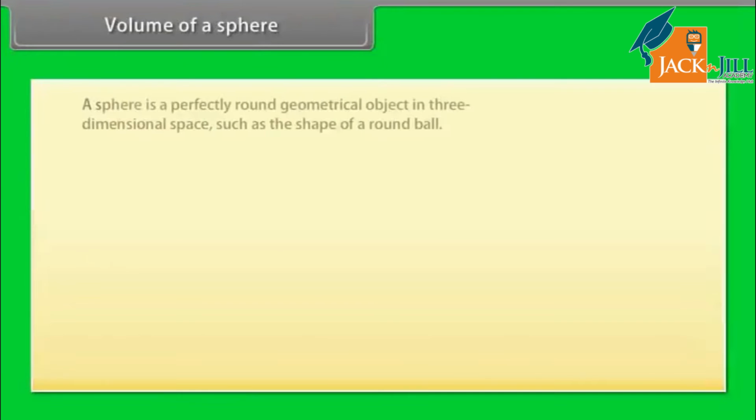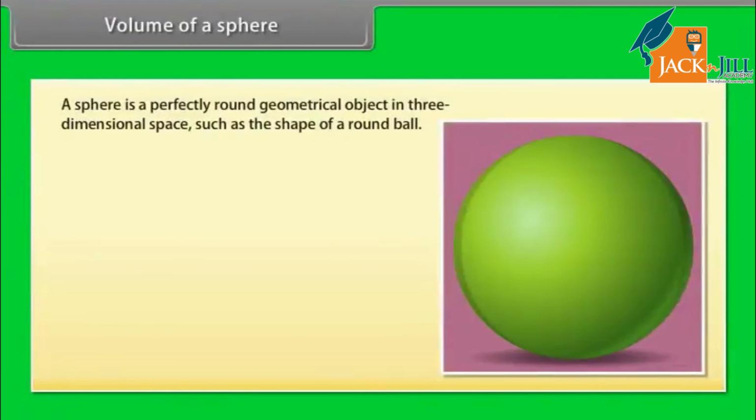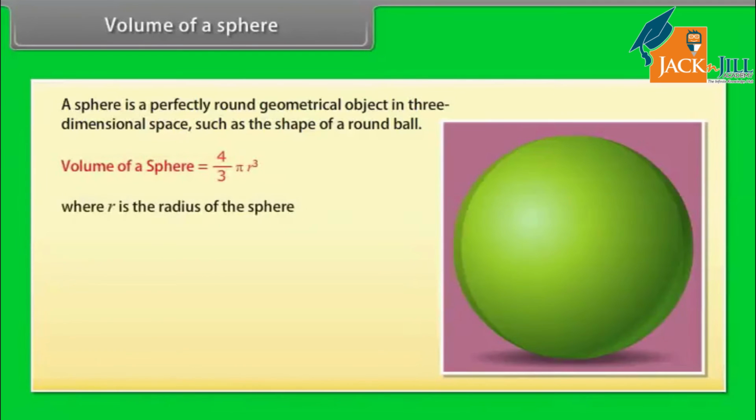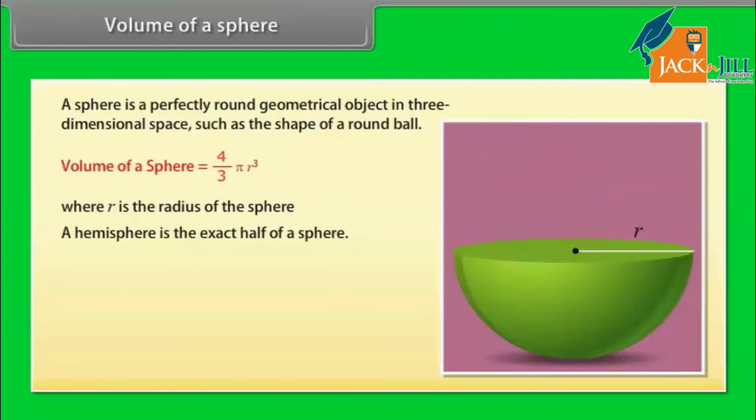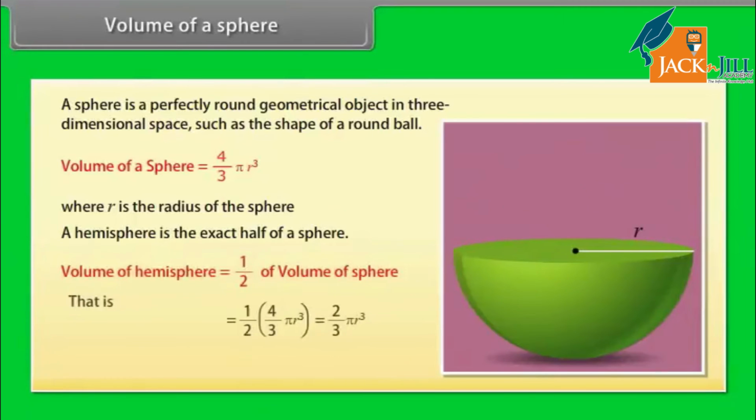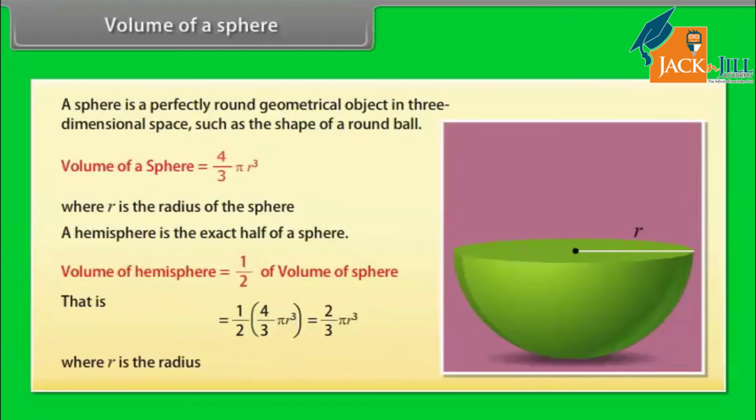Volume of a sphere. A sphere is a perfectly round geometrical object in three-dimensional space, such as the shape of a round ball. The volume of a sphere is given by 4/3 pi r cube, where r is the radius of the sphere. A hemisphere is the exact half of a sphere, and its volume is half the volume of the sphere. That is, volume of hemisphere is 1/2 into 4/3 into pi r cube, which is equal to 2/3 pi r cube, where r is the radius.